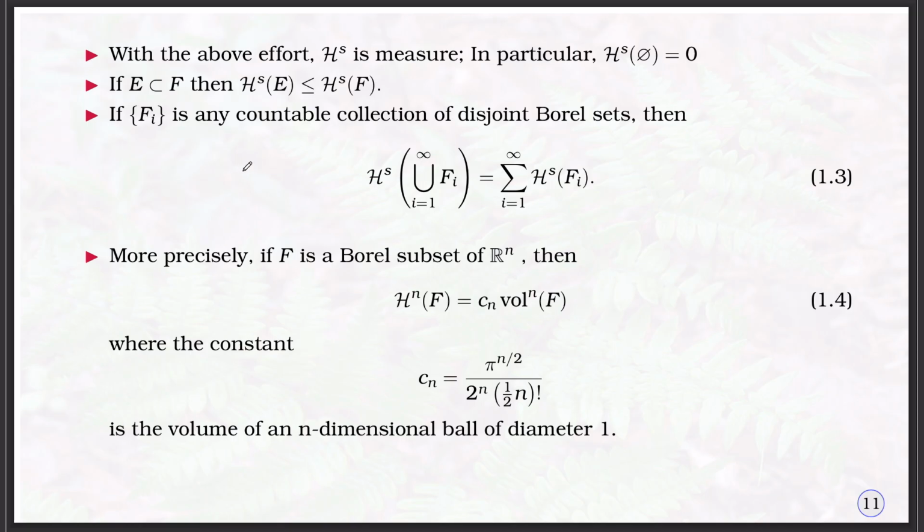In particular, more precisely, if F is a Borel subset of R power n, then Hn of F is defined as Cn times volume power n of F, where the constant Cn, pi power n by 2 over 2 power n times (n by 2) factorial, is the volume of an n-dimensional ball of diameter 1.